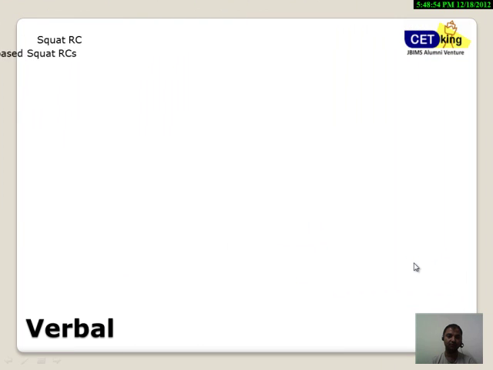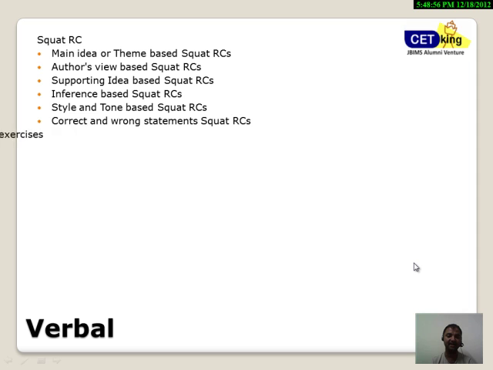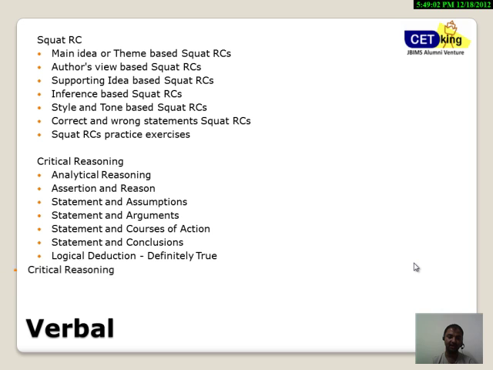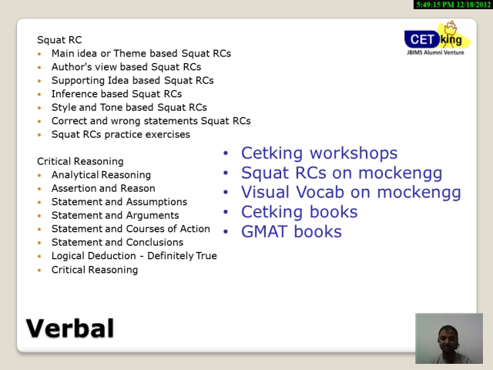Squat RCs are the main deciding factor, along with critical reasoning. These are the two areas which are the most important part of your verbal section. Almost 15 questions out of 25 are based on these two areas only. Fine. And trust me, these things are not common in other books. So you can get hold of the CMATking books, join the CMATking workshops, use the squat RCs on the mock engineering site, or the visual vocab on our site. Either you can follow the CMATking books, or you can buy the books for GMAT, which will give you enough of all these areas, because they are not common in CAT and the other exams.